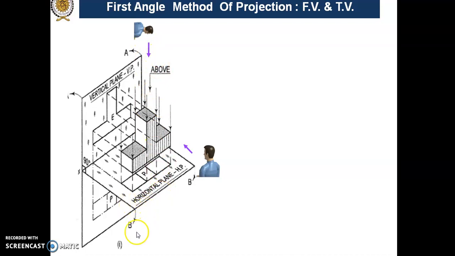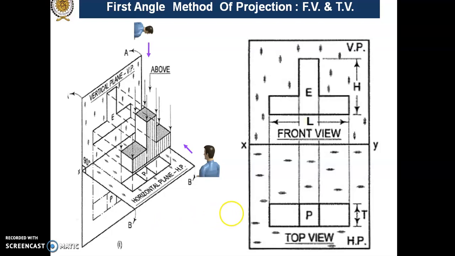Now turn this horizontal plane through 90 degrees to make it coplanar with the vertical plane, and let us observe what happened. See, the front view lies above the reference line and the top view lies exactly below the front view and below the reference line XY. In this way, it is possible for us to get the front view and top view by the first angle method of projection.